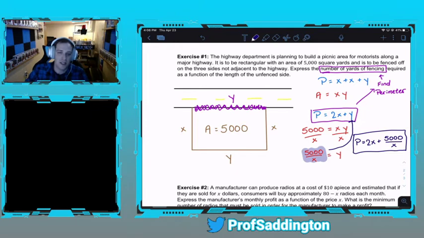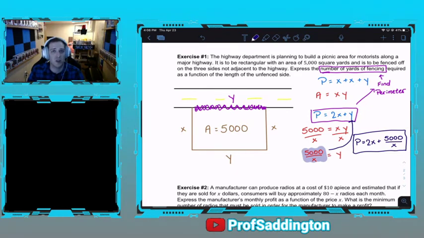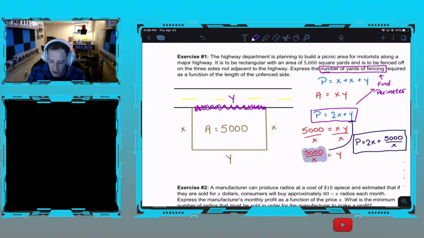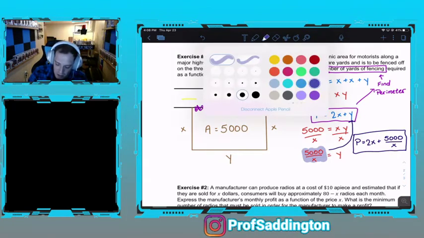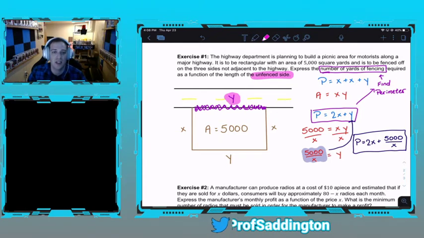So in this case, these word problems, just like I know you guys have had in the past, some of you guys may struggle with it. You just have to make sure that you're reading everything carefully. Because this said that we had the unfenced side, that's where that y came from. Y is the unfenced side, so it's telling us to solve for y. They also said that we were looking for the number of yards of fencing. So if you're ever fencing in a yard, that's always going to be your perimeter. So they told you to solve for the perimeter equation by plugging in that y value.